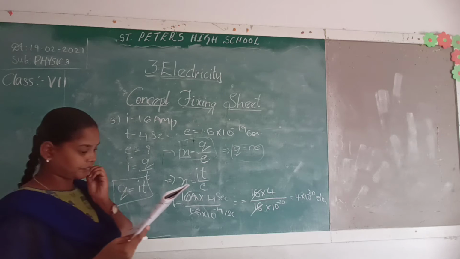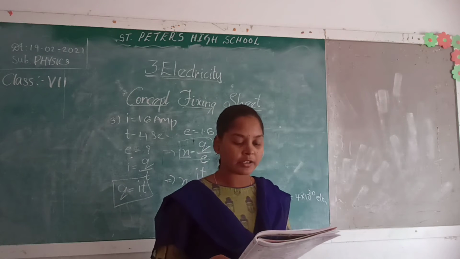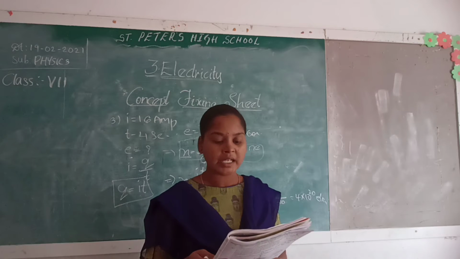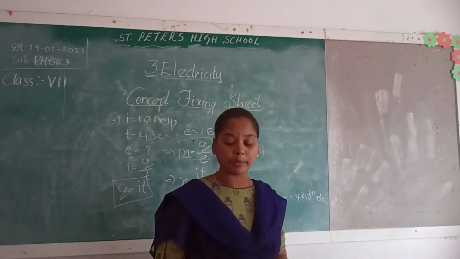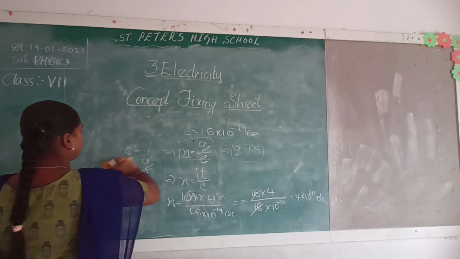Next one is also the same question. How many electrons flow through a light bulb each second if the current through the bulb is 1.6 ampere? They are asking for 1 second.